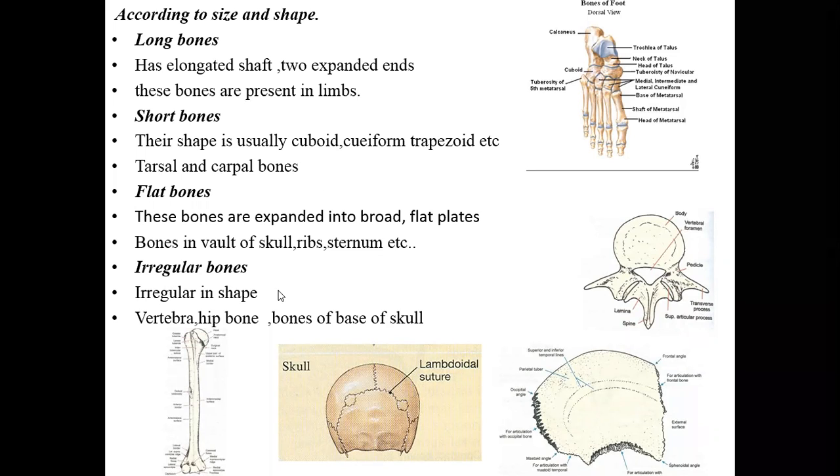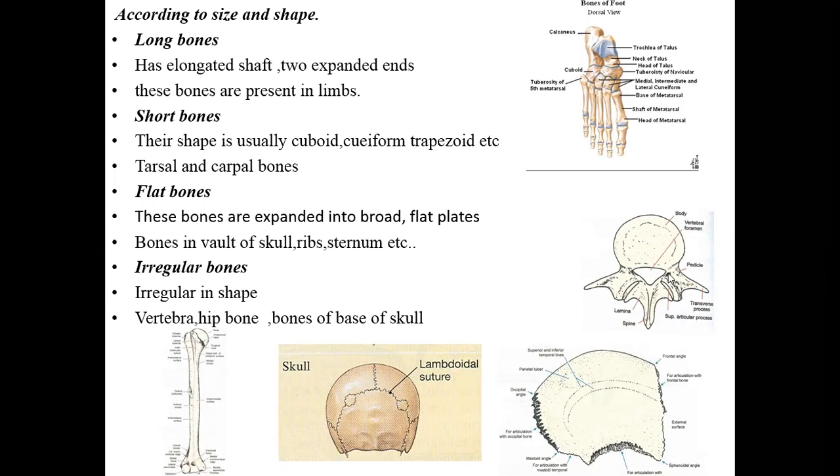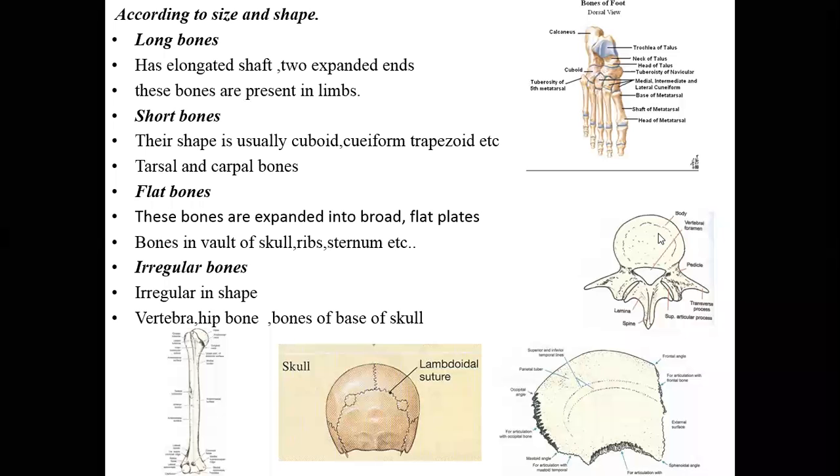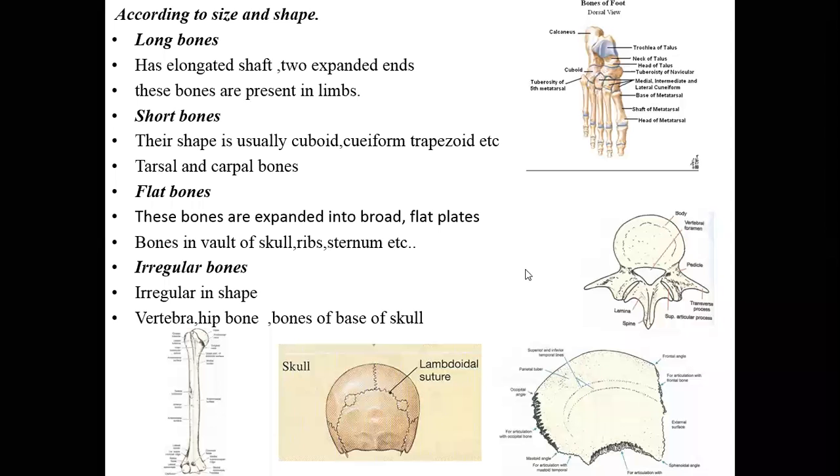Irregular bones. As the name suggests, they are irregular in shape. There is no particular shape. Example, vertebra. So this is a vertebra which forms the vertebral column along with the intervertebral disc. Hip bones, bones of the base of the skull. So the base of the skull has got some irregular bones, whereas the vault of the skull mainly has flat bones. So this is a flat bone. This is a flat bone. This one.